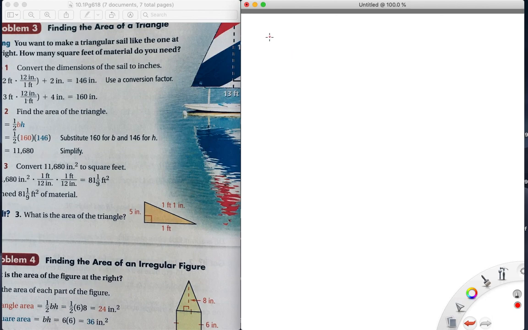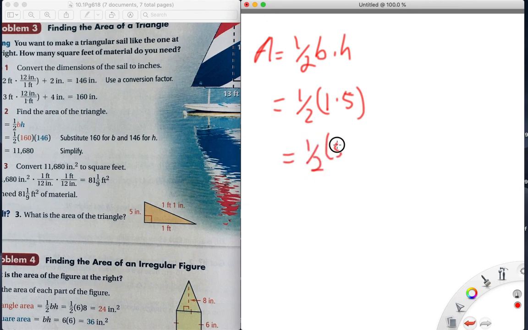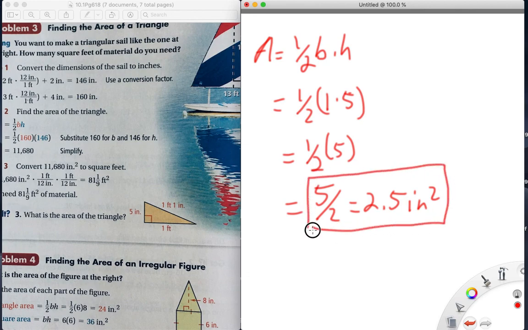So area of a triangle is 1/2 base times height. In this case, our base is 1. Our height is 5. So 1/2 times 5. We can say that our area is 5/2, or you can say that is 2.5 inches squared. Remember, our units are always squared when dealing with areas. 1/2 base times height.